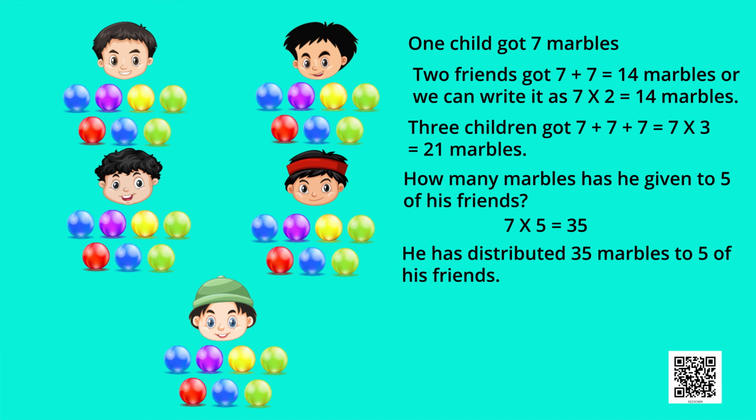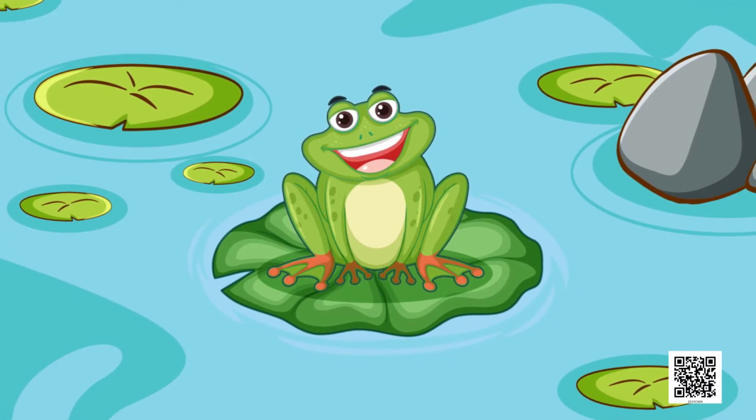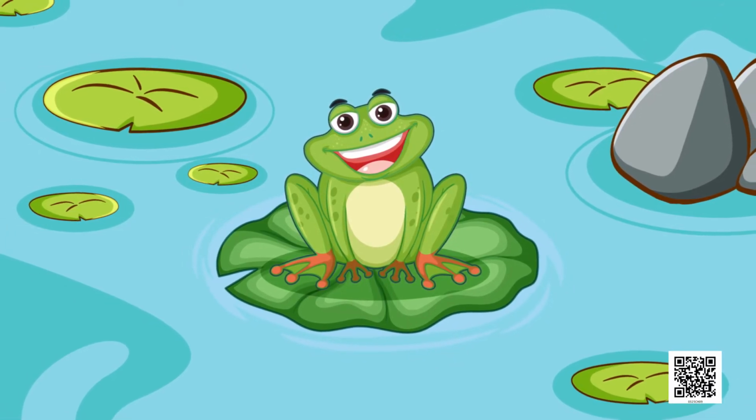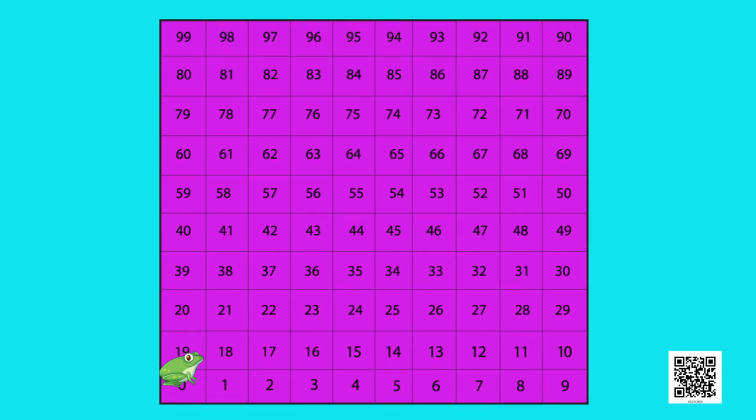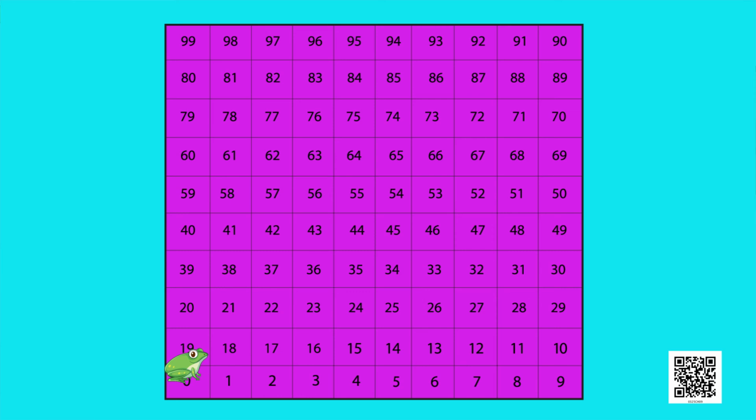So now let's meet Taru Frog. It's very naughty. It has got a number grid on which 1, 2, 3, 4, 5 and so on numbers are written. It wants to jump on these numbers. If it jumps 8 numbers at a time, then tell the numbers on which it will jump.